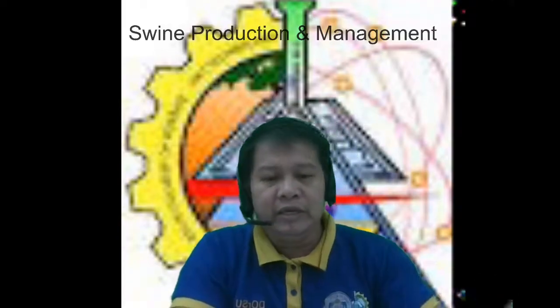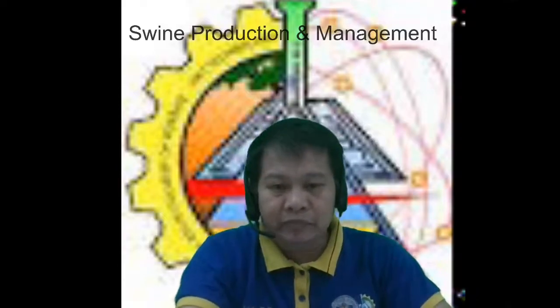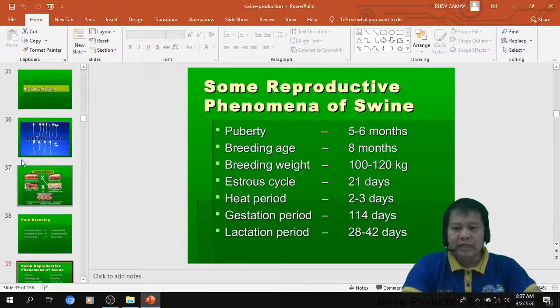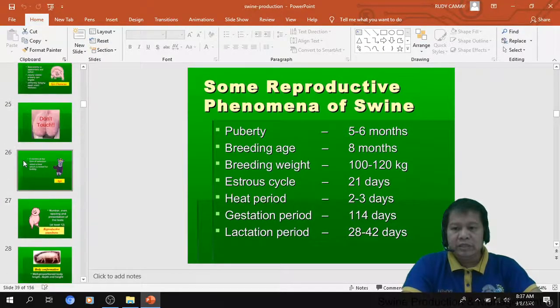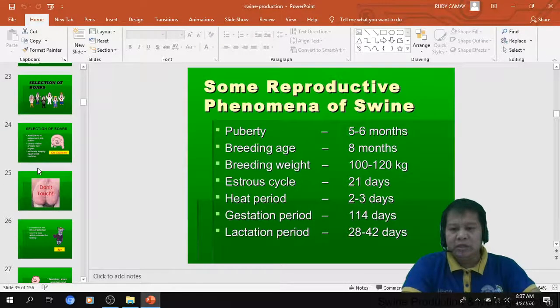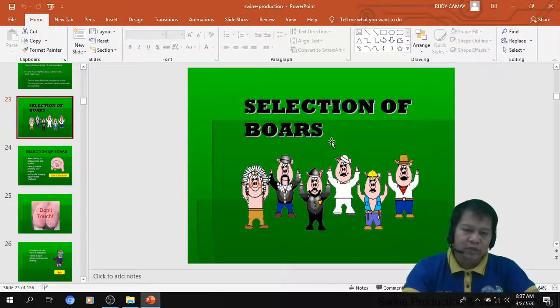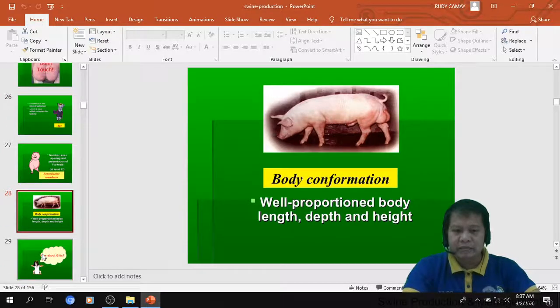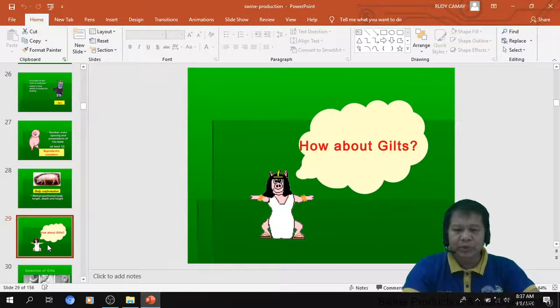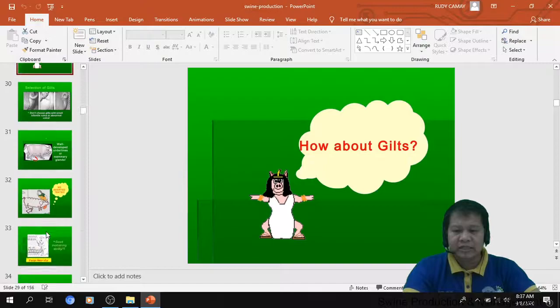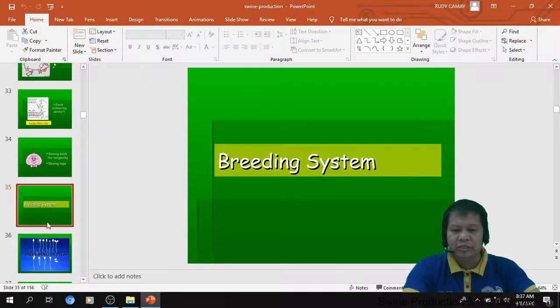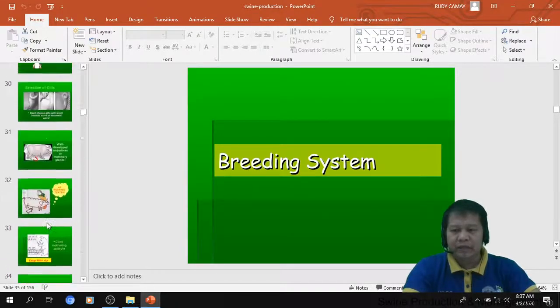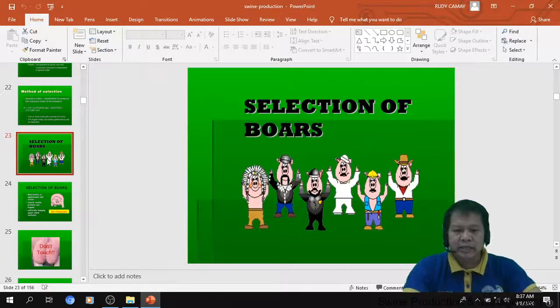Today, let us continue with our discussion on the reproductive phenomenon of the swine. Let us continue now with the selection of boars and what the considerations are in selecting boars. Also, what body conformation is to be considered in selection. We also have to select gilts. What are the bases of selecting gilts? And we also have to discuss a little bit of the breeding system. So let us start with methods in selecting boars.